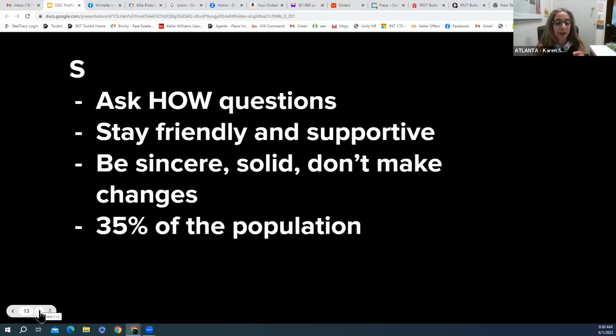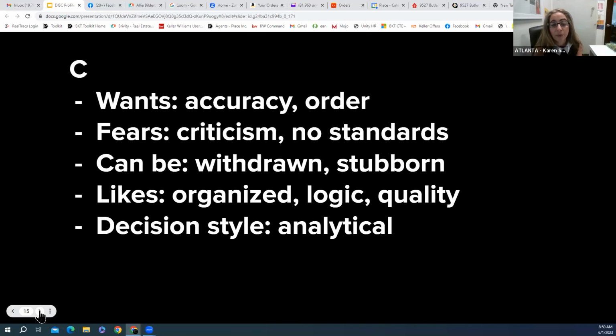And the last one is C, and that is the computer, compliance, analytical type of person. Everything you're saying, they're running it through the computer program. They're processing, and some of these people have really fast computer processing and some of them are slow. They need to grind and churn, right? They want accuracy and order. What is step 1? What is step 2?